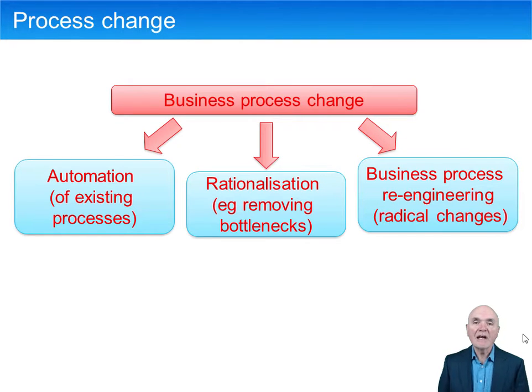Now we look at the classifications of business process change, and we'll also look at how we might be able to identify where some changes might be possible and useful. The first classification is shown here, where we have automation, we have rationalization, and we've got business process re-engineering. And as you go through those three, they are in increasing levels of seriousness or levels of innovation.